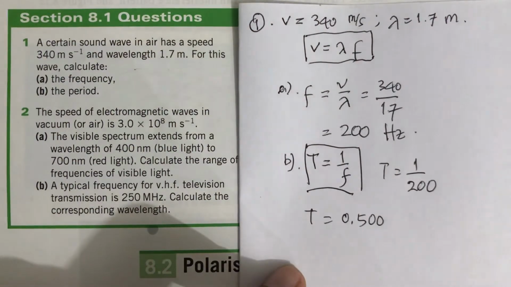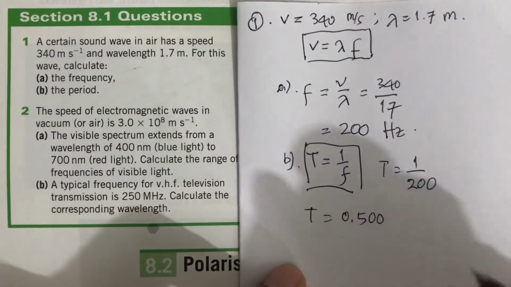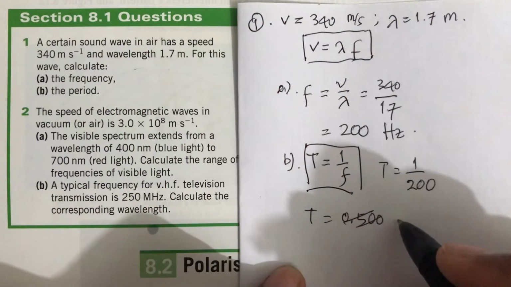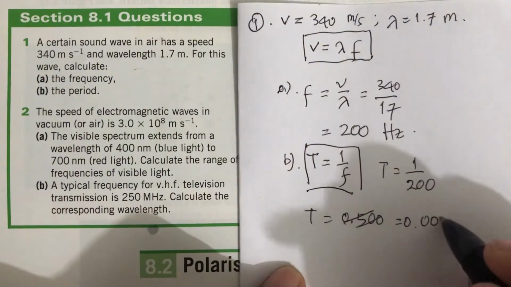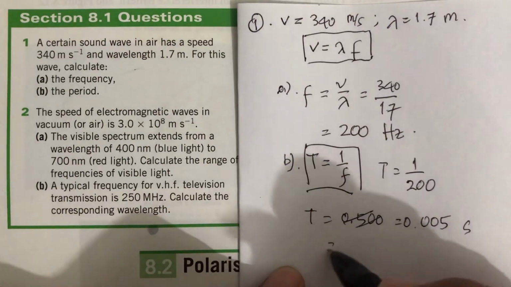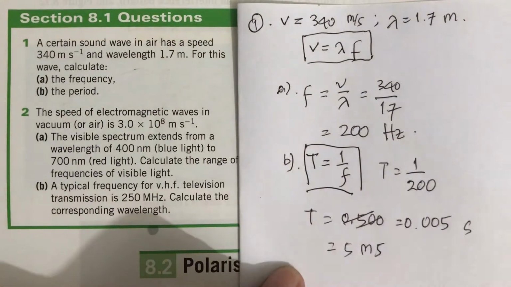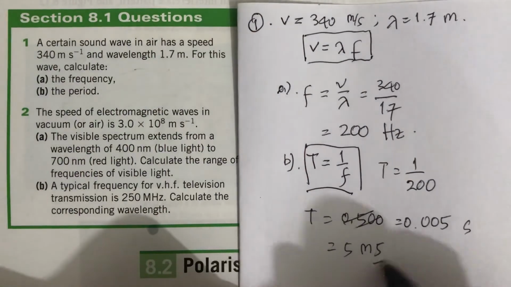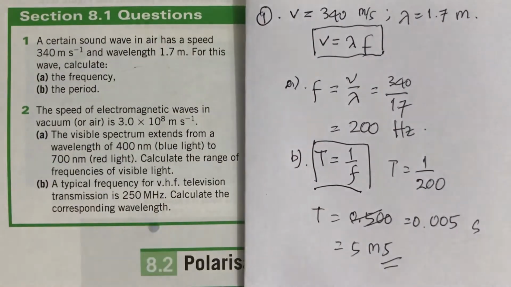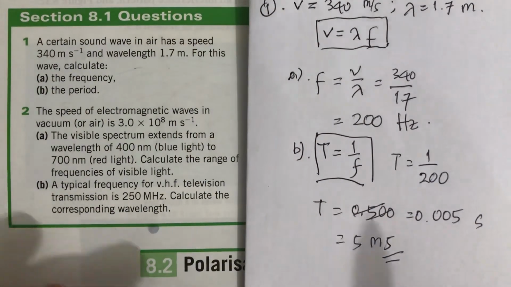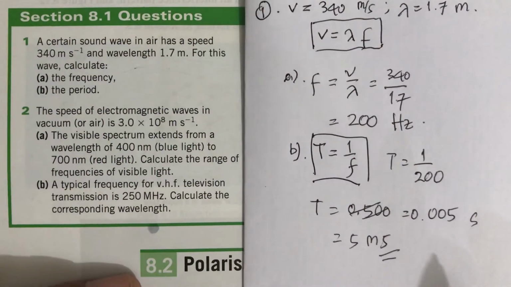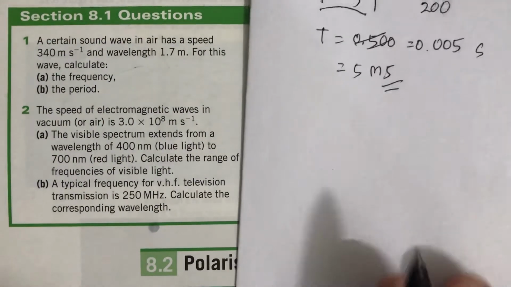1 over 200 is 0.55. Oh, mistake. No, 0.005 seconds, or we can say this is 5 milliseconds. Correct? Yes, 5 milliseconds is the period of this wave. Finally we are done with number one. So continue to number two.